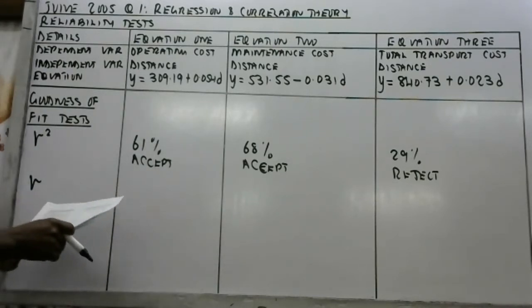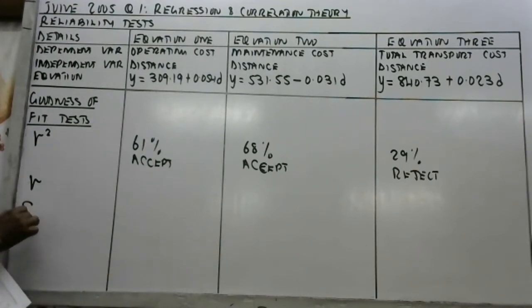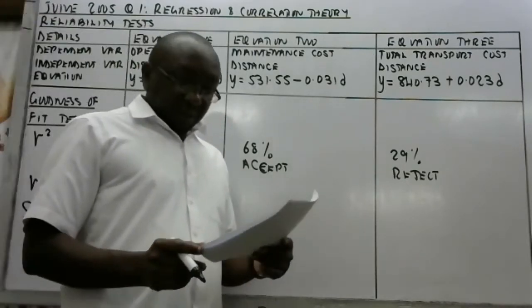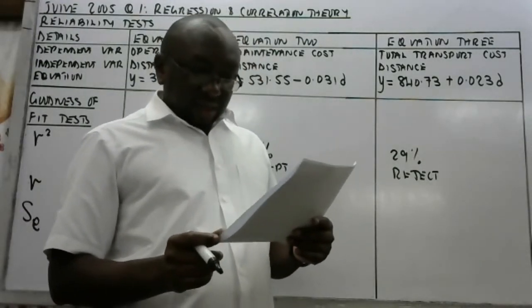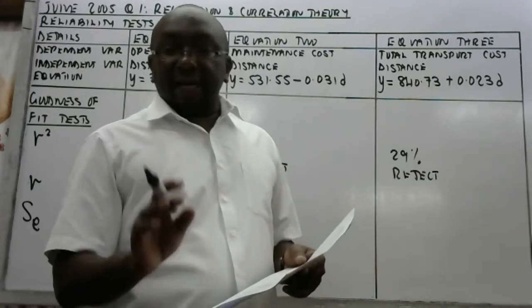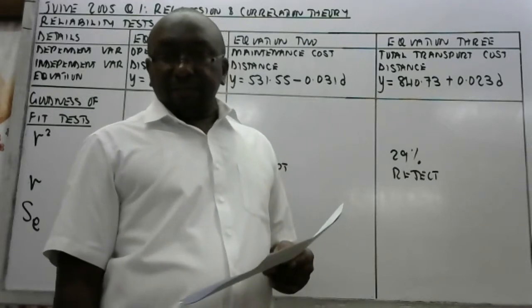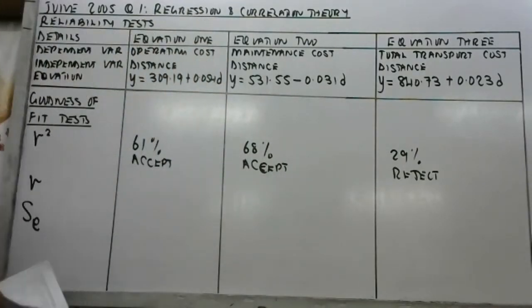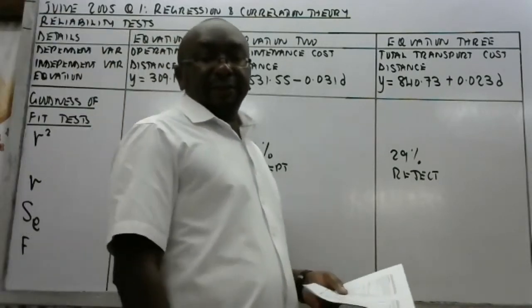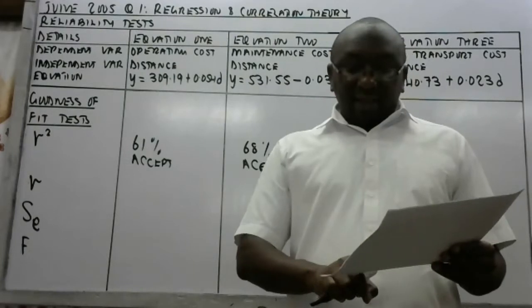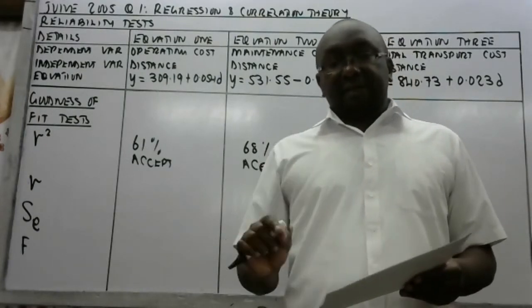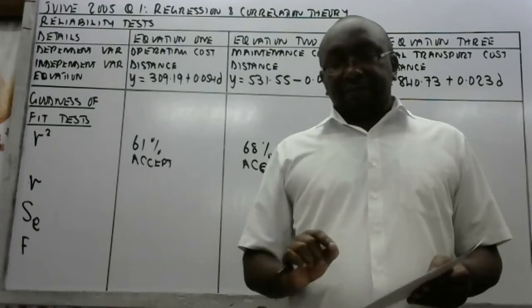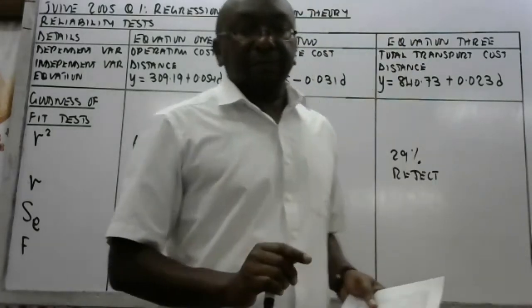The next one that we are supposed to talk about is SE, the standard error of estimate. This question has not given us the standard error of estimate, so you don't comment about it. The next one that you are supposed to comment about is the F test. Again, when you look at these results, we have not been given the F test anywhere. So we will not comment about F.